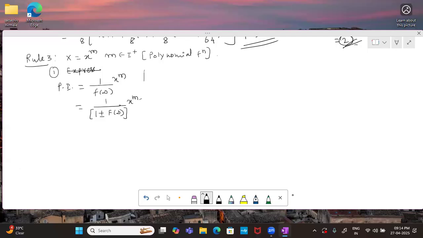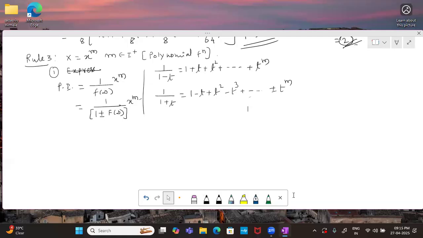x raised to m. Then expand this expression by the binomial theorem, 1 upon 1 minus t and 1 upon 1 plus t. This is 1 plus t square and so on up to t raised to m, where m is the maximum power of x. This one is 1 minus t plus t square minus t cube, and so on, plus or minus t raised to m, m being the power of x or the degree of the polynomial. Expand by these two theorems and operate. That is rule 1.